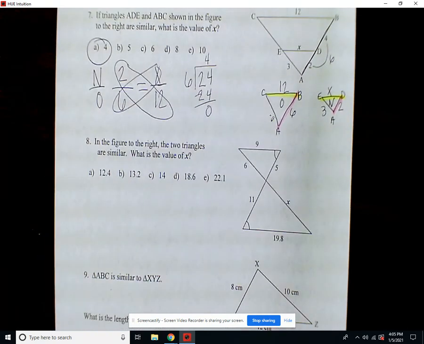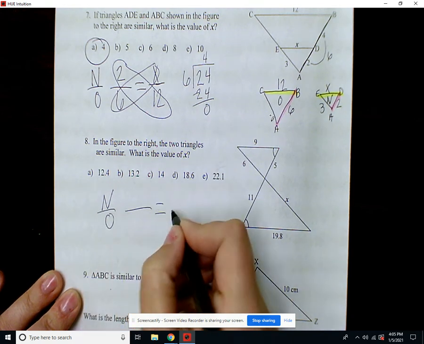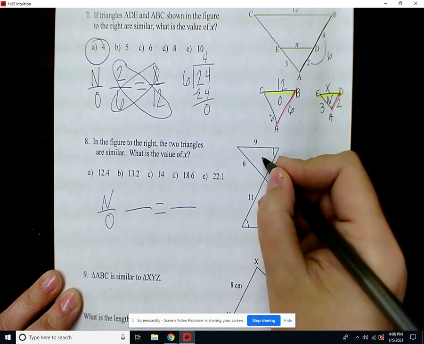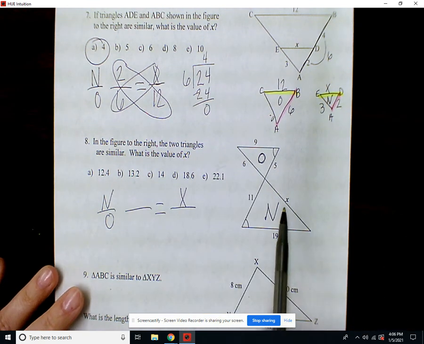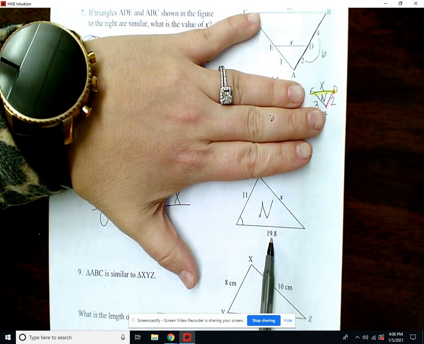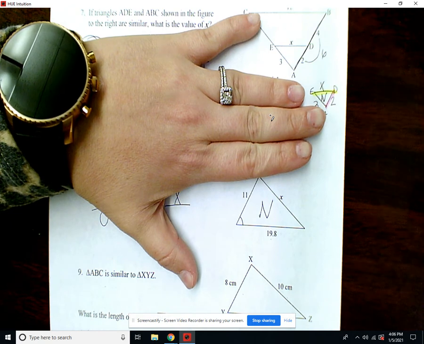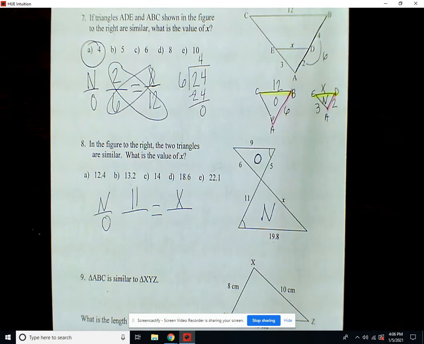All right, next one. In the figure to the right, the two triangles are similar. What is the value of x? So again, we're going to do our new and our old. So new one's x, old is not. So we know x is going to go on top. So if I cover up this top figure, we have 11 and 19.8. So pick a more friendly number, which is going to be 11. Now we're going to find their corresponding sides.